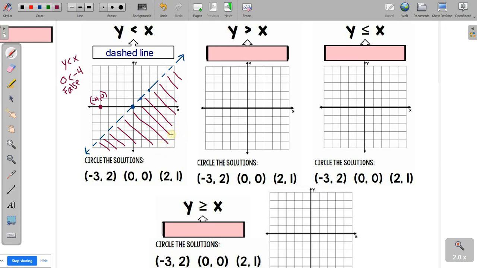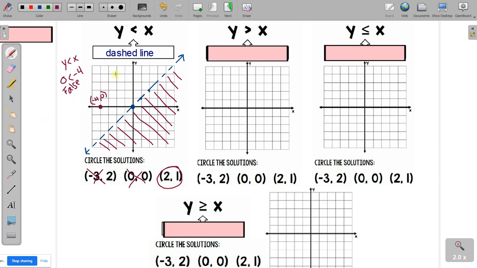Now we need to see which of these three, or if all three of these are solutions. So your solution is going to be in the shaded area. Since it's a dashed line, it cannot be on the line. So -3, 2. We go over -3, down 2. That is not a solution. 0, 0 is on the line, but it's a dashed line, so that's not a solution. And then over 2, up 1 is in our shaded region, so that is a solution.